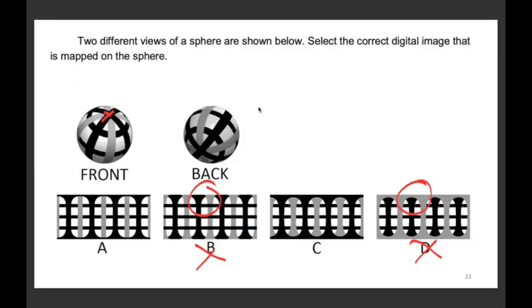Between A and C, if you look at the gray strip, it is forming a triangle like we are seeing here, this kind of an edge. So that's why C is the correct one. A will be wrong here. Okay. We'll move to the next one.